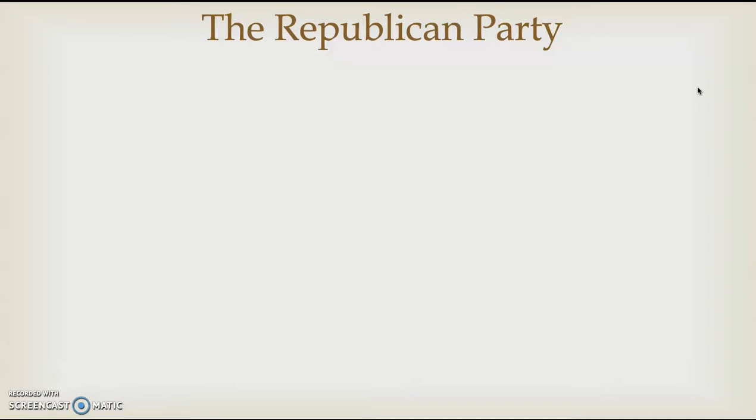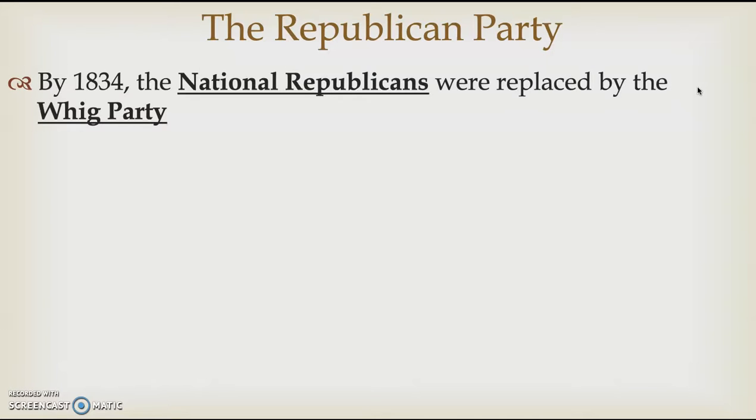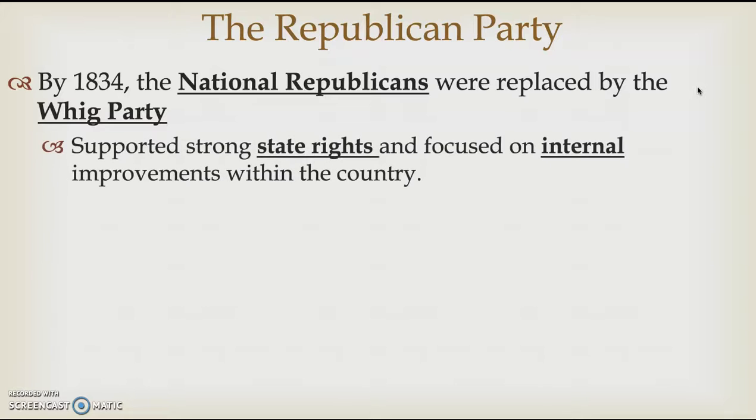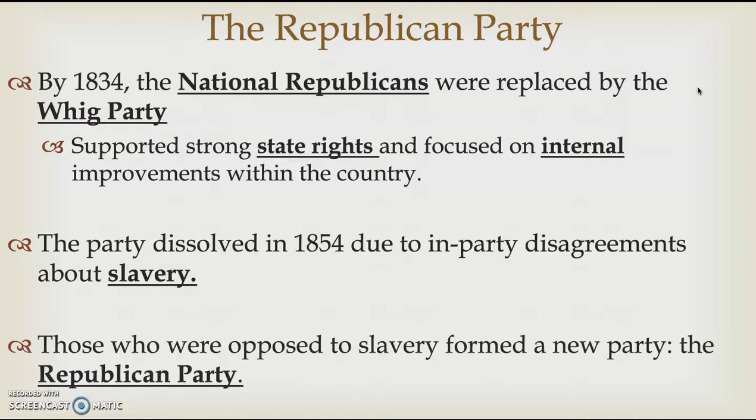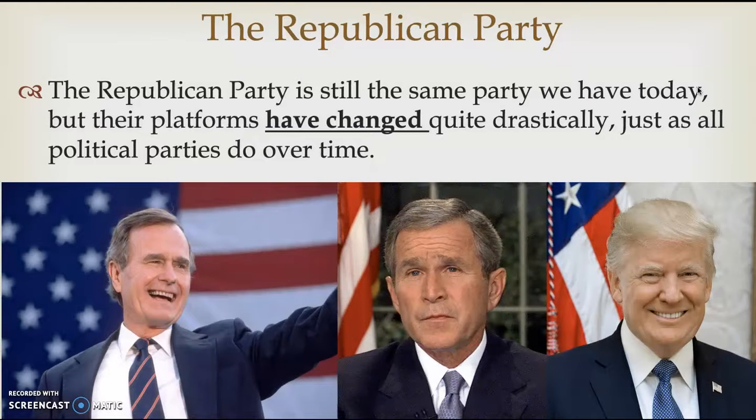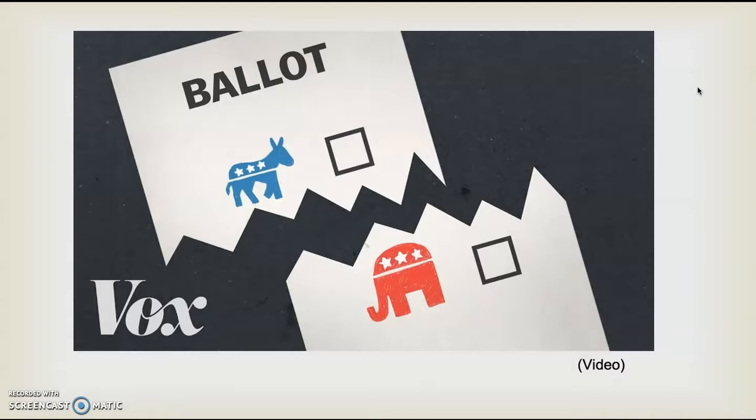Now, the Republican Party had a bit more morphing to do. By 1834, the National Republicans were replaced by the Whig Party. Again, a strong support on state rights and focusing on internal improvements within the country. That party's gonna fall apart due to disagreements about slavery, and those who are opposed to slavery form the Republican Party, right? Lincoln was a Republican, he was opposed to slavery. That's how we can always remember that. That's the same party we have today, but again, like every other political party, their platforms have certainly changed over time.